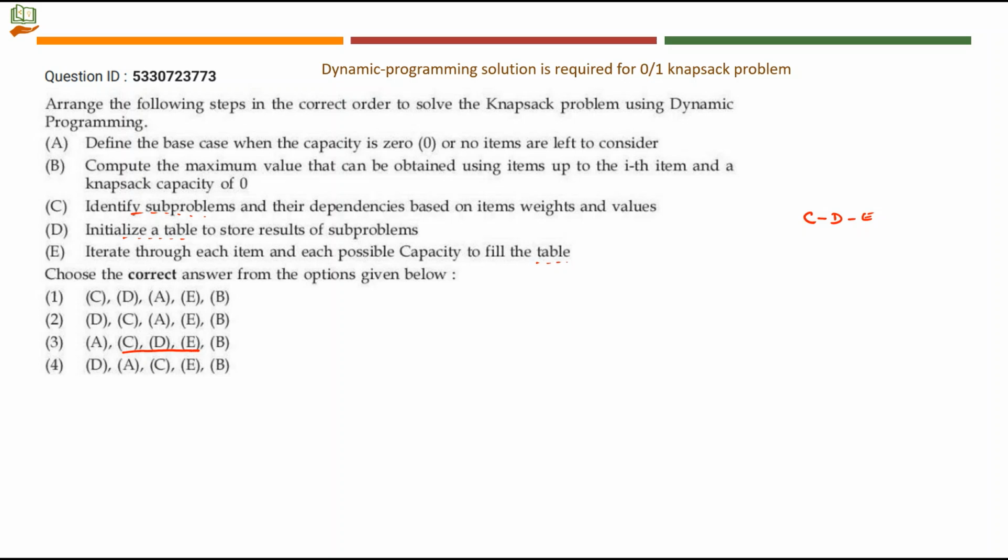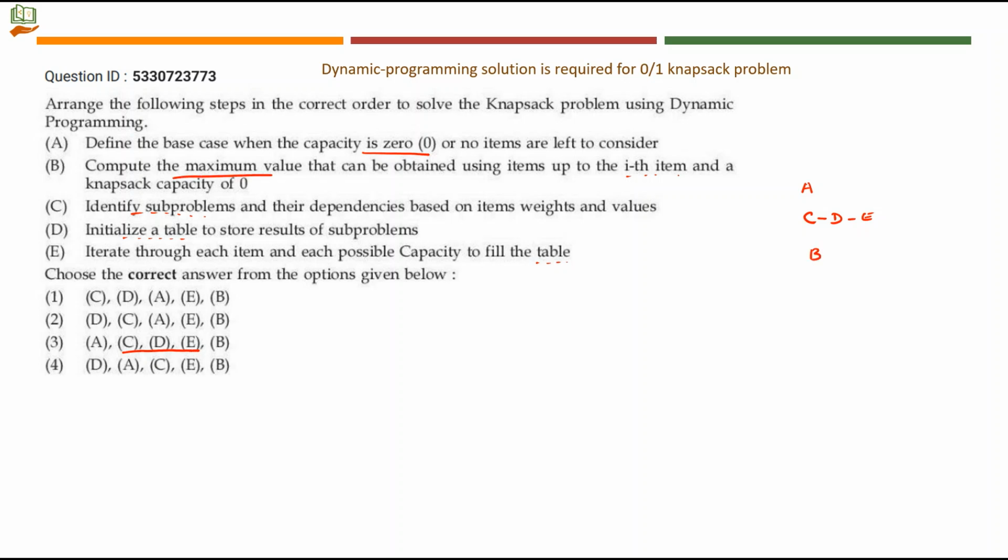Now we have to check between A and B. Define the base case where the capacity is 0. Initially the capacity will be 0, so the initial condition is what we have to start with. So we will be starting with A. Compute the maximum value that can be obtained using items up to the ith item. When will we compute the maximum value? We will compute it after adding the items to the knapsack. So this particular line can be taken as the final step.